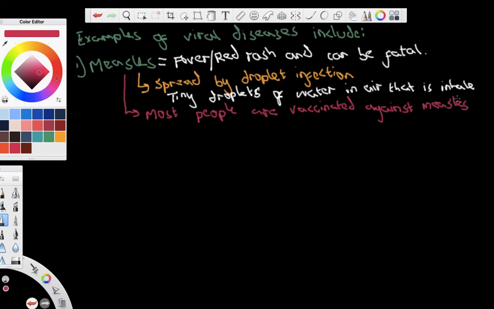Okay, so most people are vaccinated against measles. The second viral disease we need to talk about today for your GCSEs is one known as HIV, or human immunodeficiency virus. HIV.